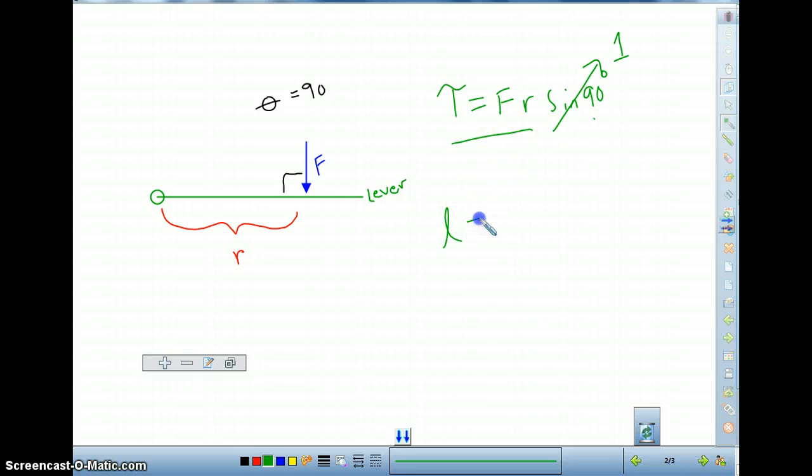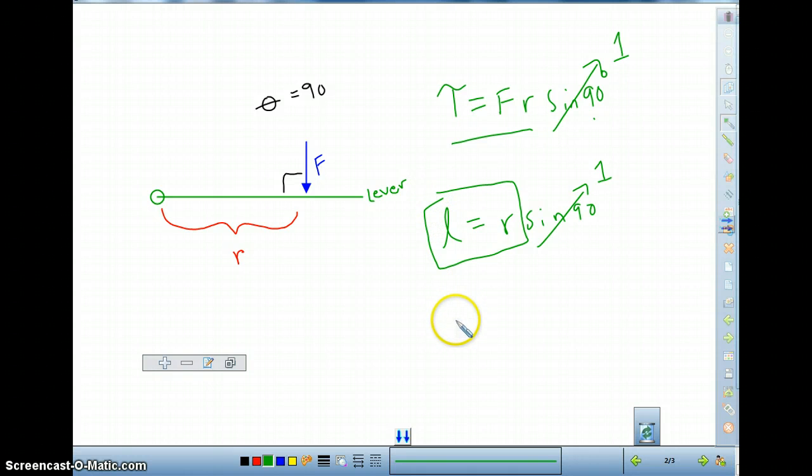Remember, L is really just a chunk of this formula, R sine theta. So again, if theta is 90, what that tells me is L equals R. There's no difference between the lever arm length and the radius itself when I push perpendicularly. So L might be a little bit better explained when it's not this convenient scenario.